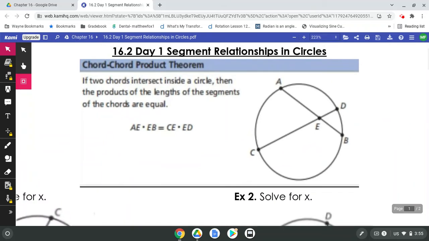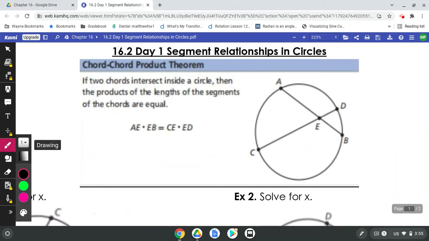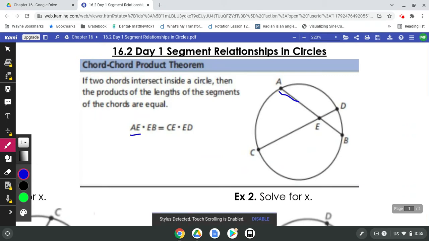The first is the chord-chord product theorem, and basically you don't need to write all of this down if you're taking notes, but draw the picture and write down this formula here. What we're saying is AE with a chord goes from one side of the circle to the other. So AE right here, and then EB is right there.